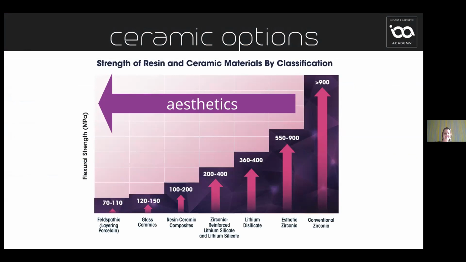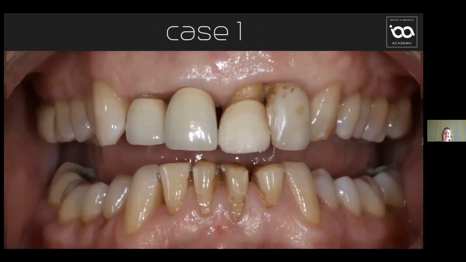And what we found is that as we moved up the strength-wise of ceramic, so we start with feldspathic on the bottom, which is about 100 megapascals in flexural strength. As we move up the table to the zirconia, which became super strong, we lost aesthetics. So we found that the most aesthetic materials were the weakest. And so this was an issue always, and it created problems with these sorts of feather edge margins. But that all changed, I'm happy to say.